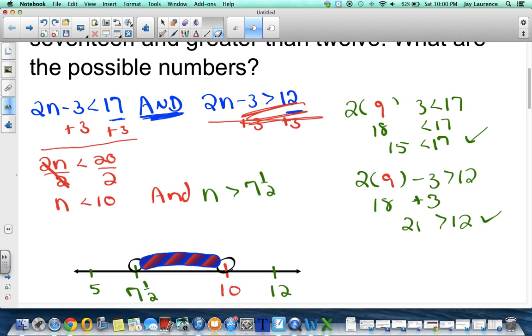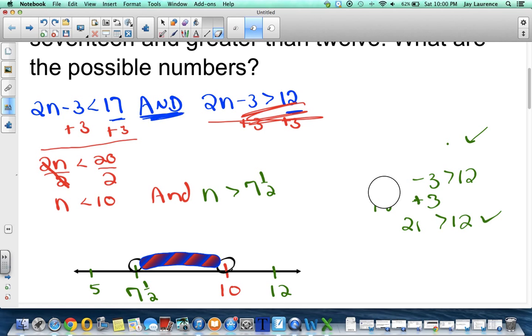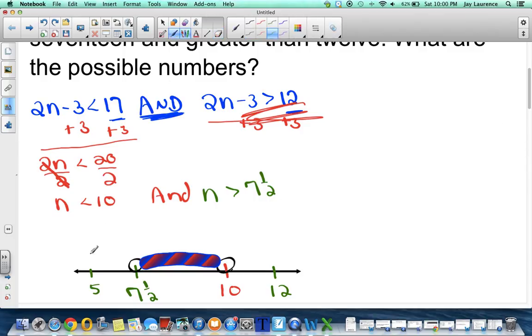If I pick a number outside the shaded region, like let's say I plug 0 in, that's definitely outside the shaded region, it's only going to satisfy one of the inequalities. And that's a problem. Did you catch that, Mackenzie? Because it's an and, so it's Megan and Nick getting ice cream. So both have to end up being true. Watch, if I plug 0 in, I'm going to get 2 times 0 minus 3 is less than 17.